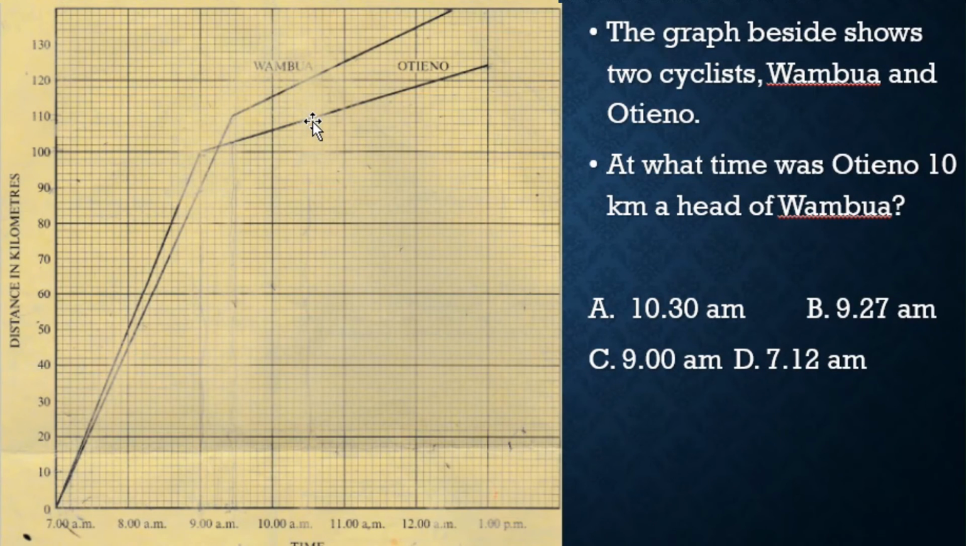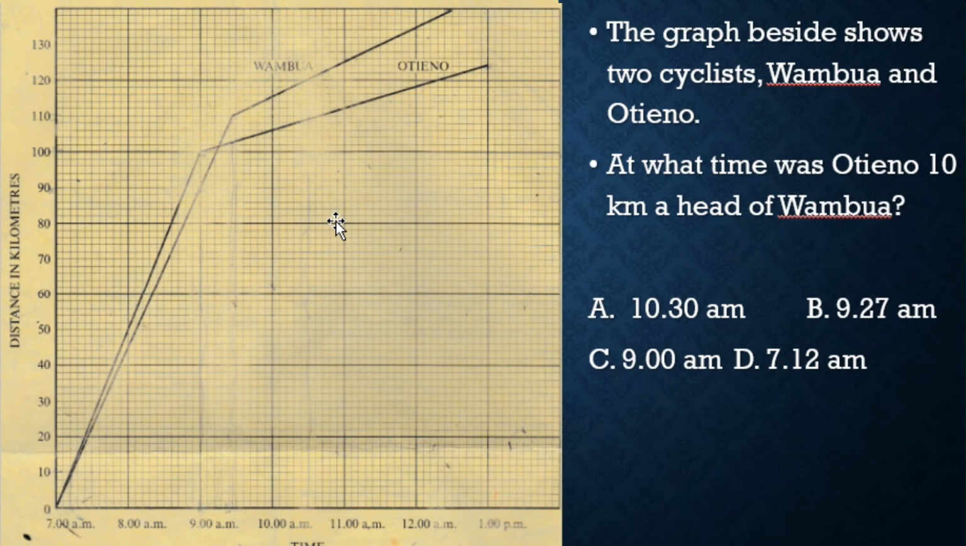The last question I want us to look at on these graphs says the graph beside shows two cyclists, Wambua and Otieno. At what time was Otieno 10 kilometers ahead of Wambua? This is one of the questions which was failed most when it was tested in KCPE, because most of the candidates never understood what the question was saying. But I'm here to make it very simple.